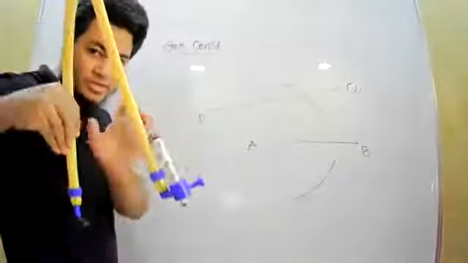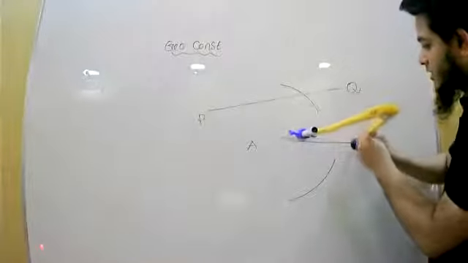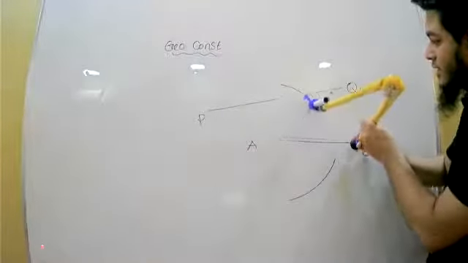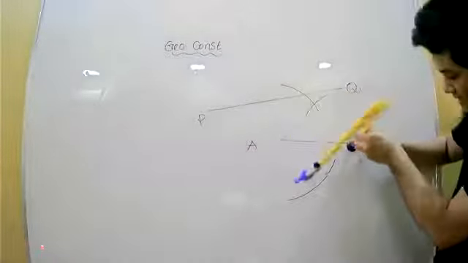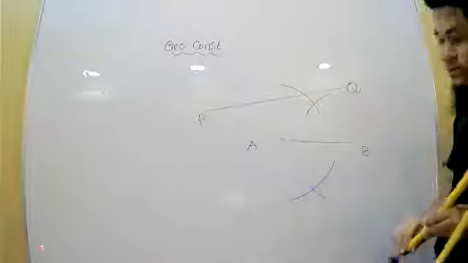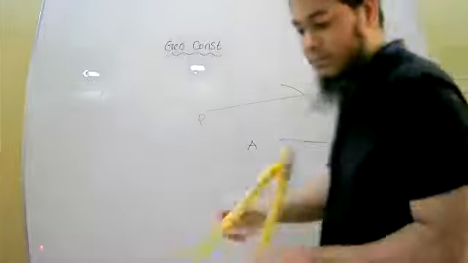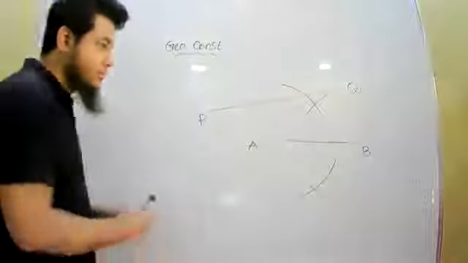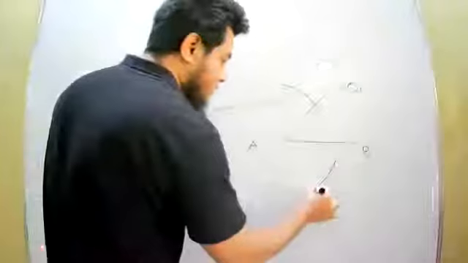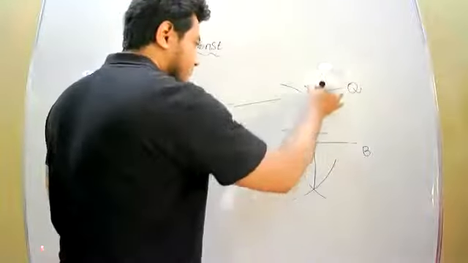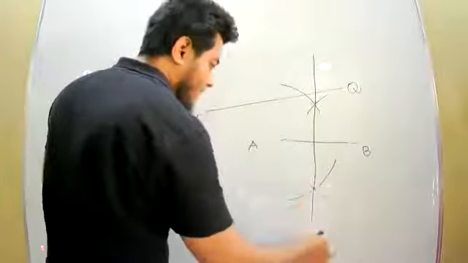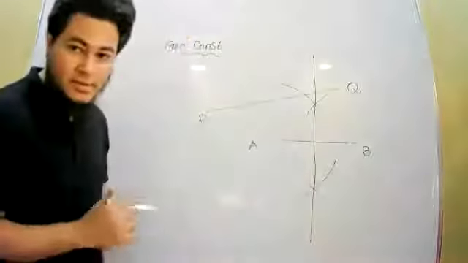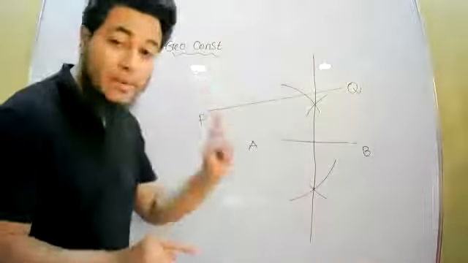Then keeping the radius the same, you cannot change this measurement, you have to place it at B now. Place it at B, and then draw an arc on this side and another arc on this side. Did you understand what I did? Yes. Okay, so now if you join these 2 points, you will get a straight line, right? That straight line is the perpendicular bisector.